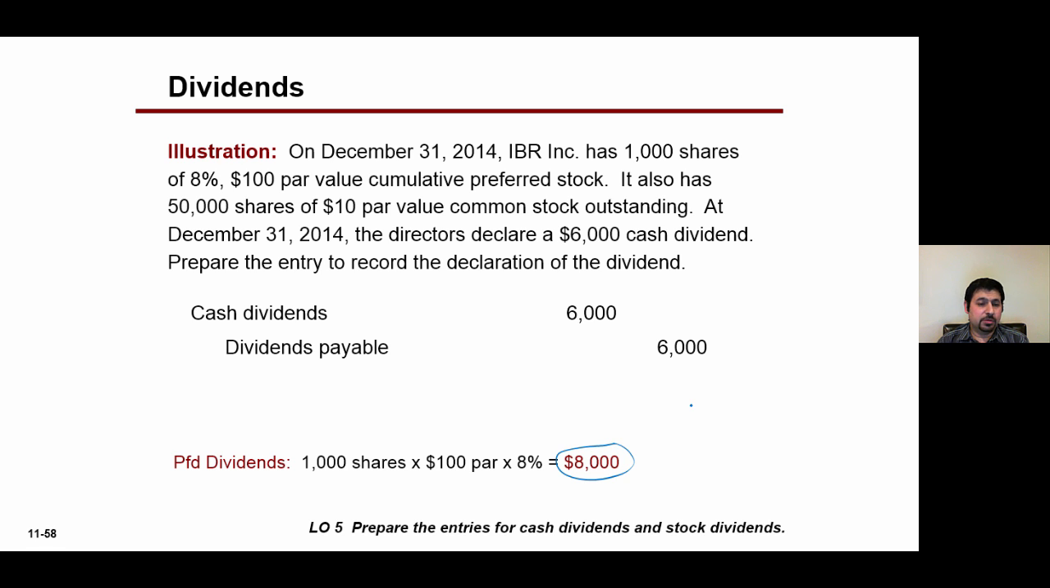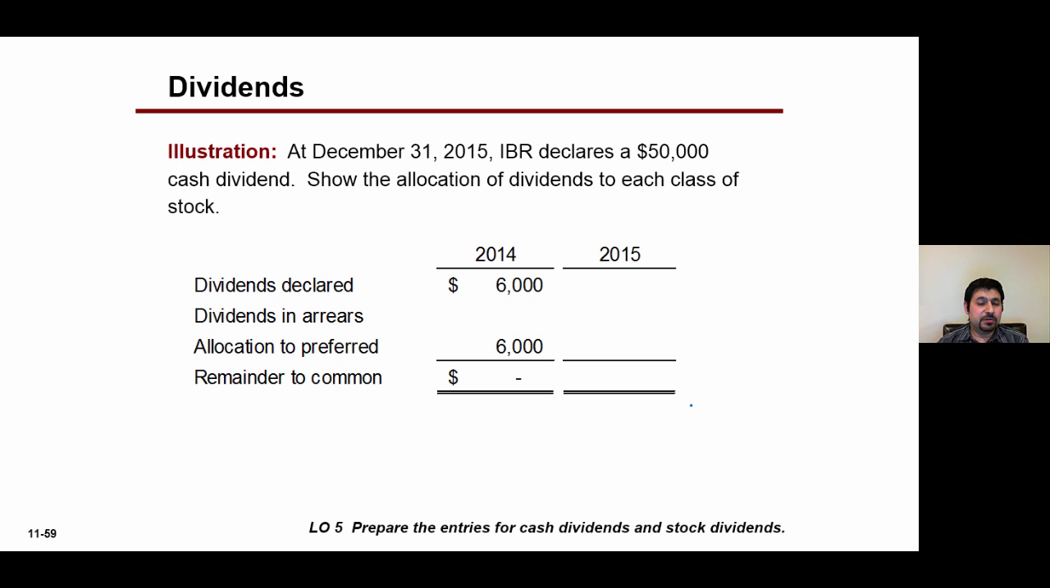And so in this first year, all the declared dividends will go to preferred stockholders, and common stockholders will not get anything. In fact, preferred stockholders will still have $2,000 dividends in arrears. So on December 31st, 2015, this is the second year, IBR declares a 50,000 cash dividend. The allocation of dividends to each class of stock will be as follows.